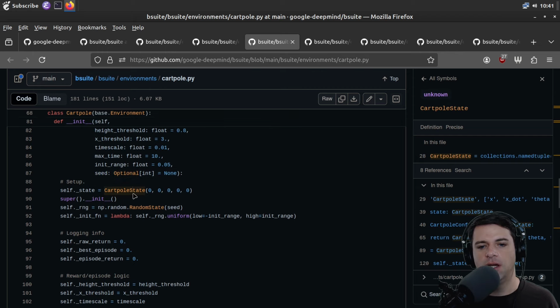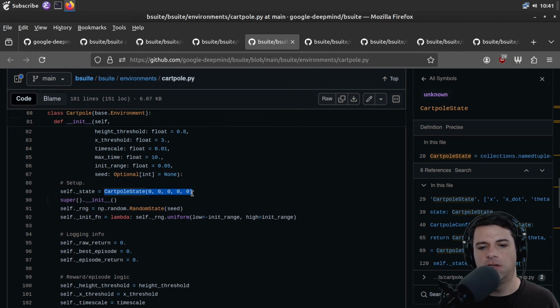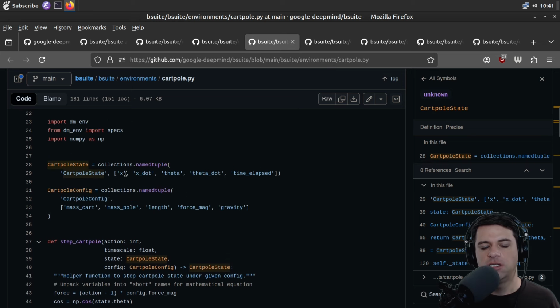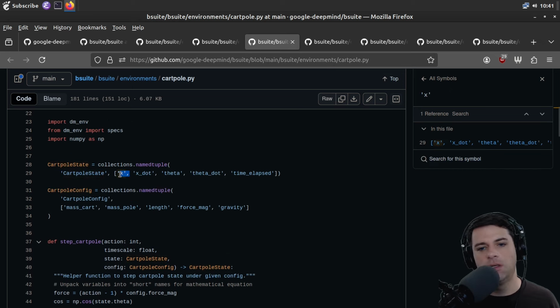So initially we set it up with all of the state being 0. So I guess 0 is the center of the track. It has no acceleration. Theta is 0, so I suppose we're measuring theta from vertical. Theta has no acceleration, and there's no time elapsed.